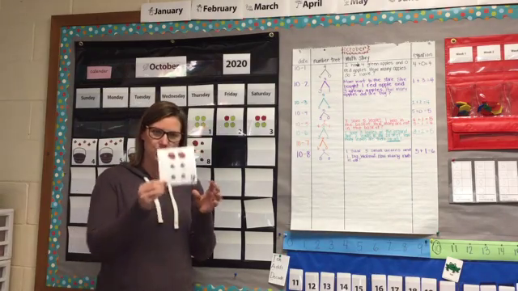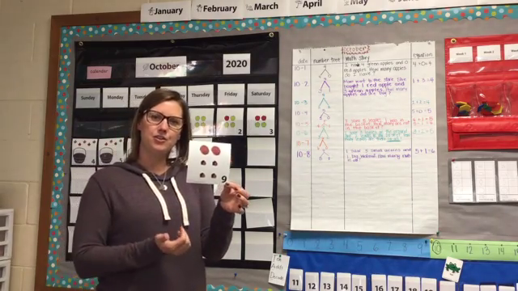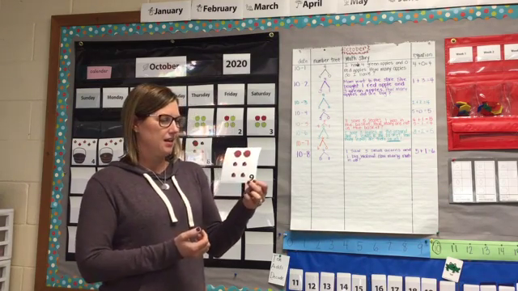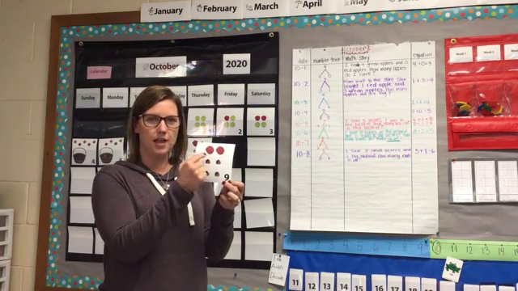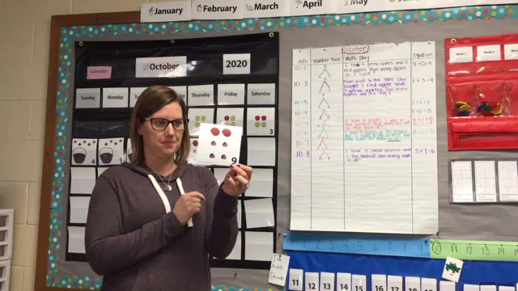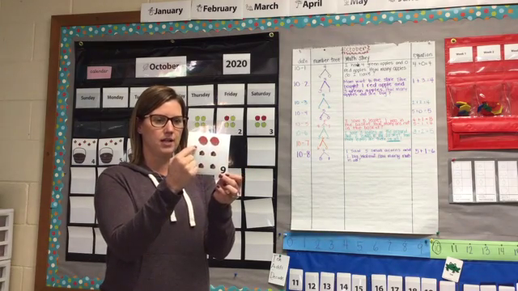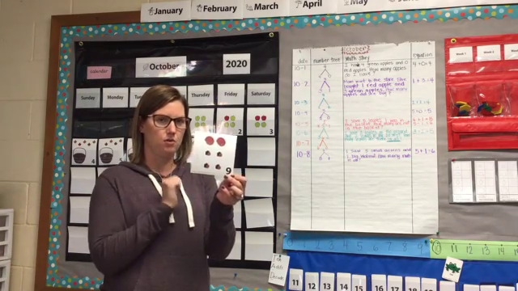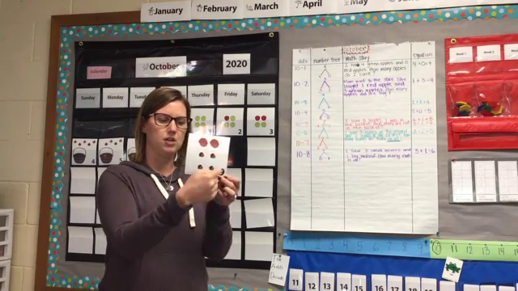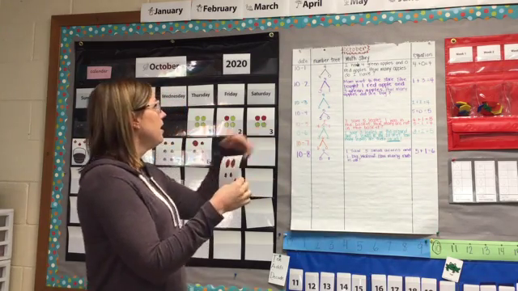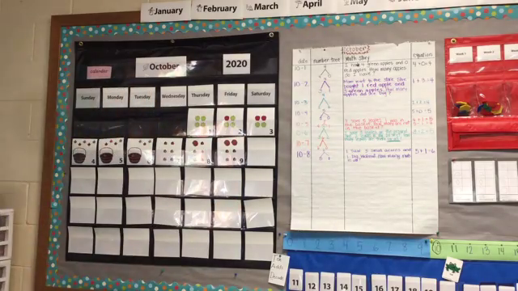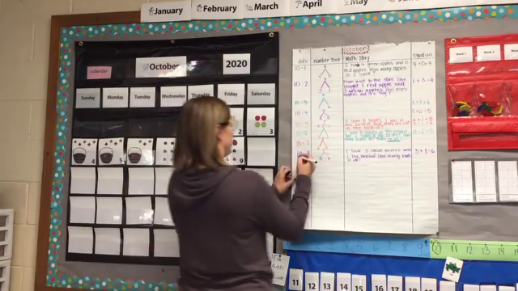2020. And you can take a look at our calendar marker and see what we have for today. We have 2 walnuts and 4 acorns. Okay, but we're going to talk about how many nuts we have in all when we make our number tree for today. So let's just move on over here.